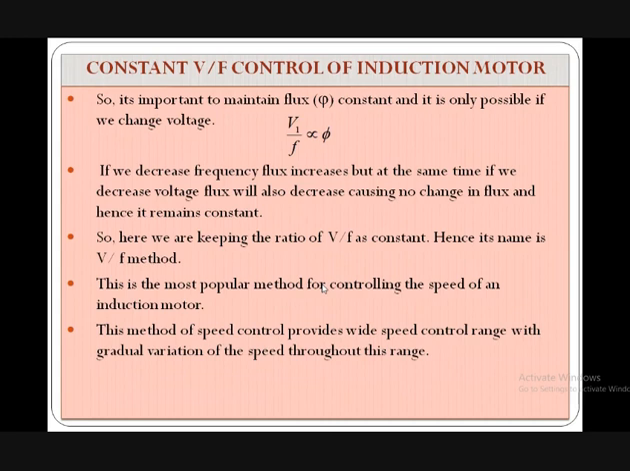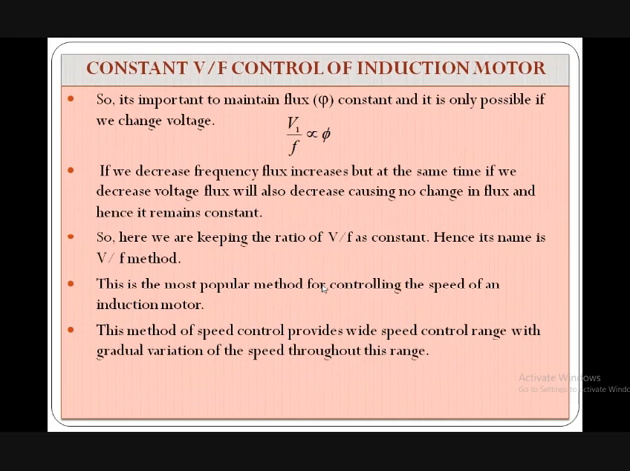So basically what we are doing is that voltage and frequency are changed in the same proportion such that the ratio of V by F is maintained constant, which will ultimately lead to constant flux. As V by F is maintained constant in this method, hence the name constant V by F method.